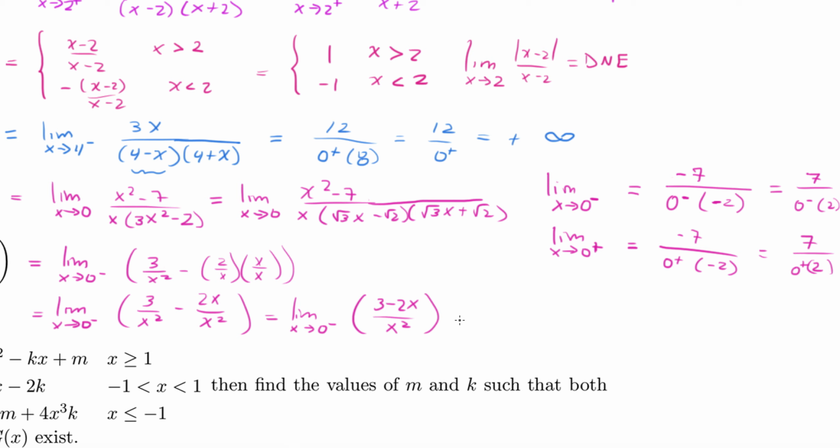Okay. Now here, notice that 0 from the left is a negative value. But this becomes still positive 3. And a negative times a negative makes a positive. So this is going to be positive from the right, 0 from the right, which is just positive infinity. Okay? And that's your answer, because it's only looking for 0 from the left.